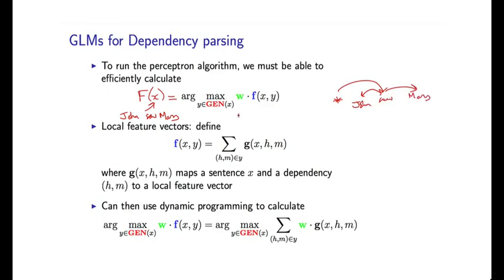It's defined in the usual way in global linear models. Gen of x is defined as the set of all possible dependency structures for this input sentence. I'm going to take a max over all possible structures, and we're going to score each of those structures using w.f, where w is a parameter vector in d-dimensional space, and f is a feature vector.